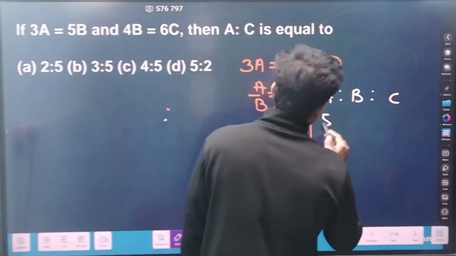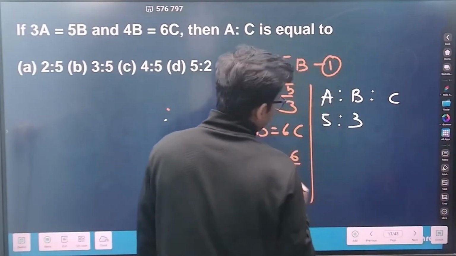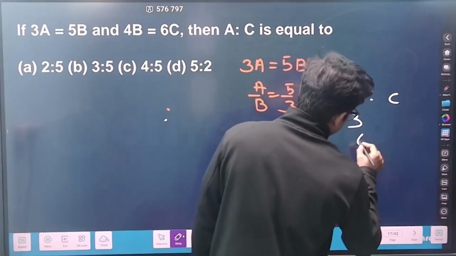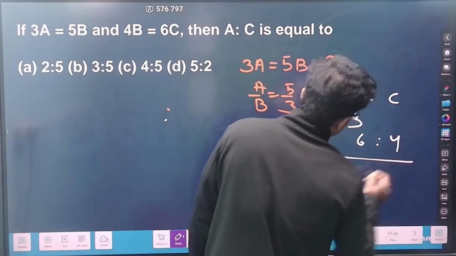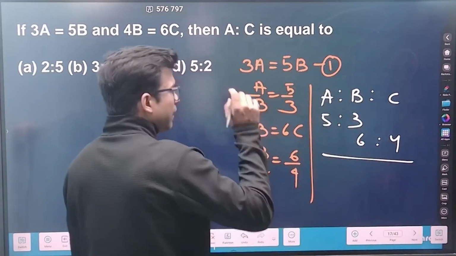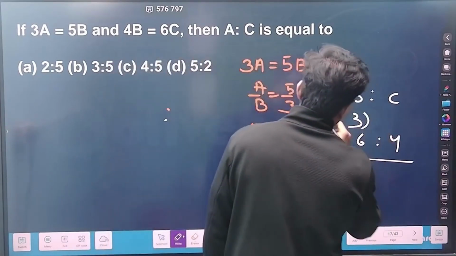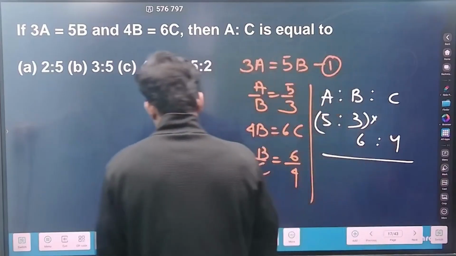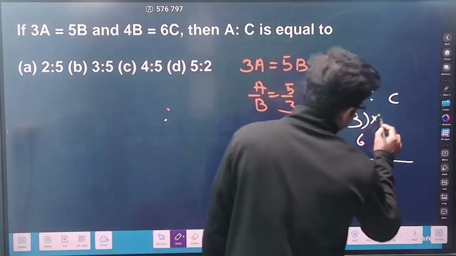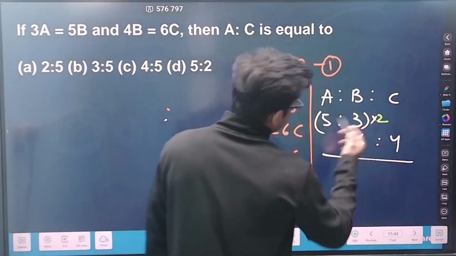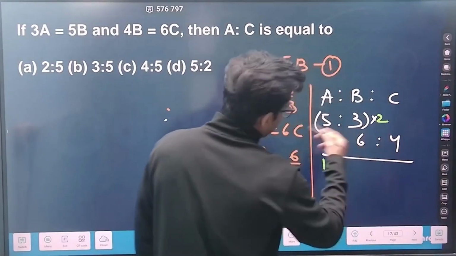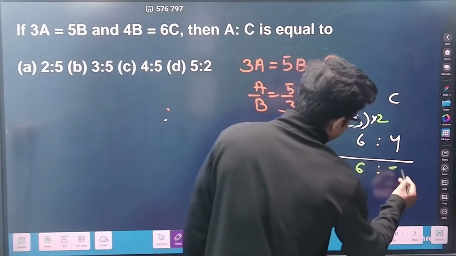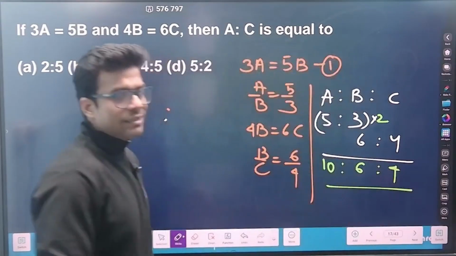A is to B, the ratio is 5 is to 3, and then B is to C, the ratio is 6 is to 4. The logic comes here that the B values are not equal. If I want to make them equal, I will multiply the first whole term by 2. If I multiply by 2, I am getting 5 twos are 10, correct? 3 twos are 6, correct? And this is 4. So the ratio would be 10 is to 6 is to 4.